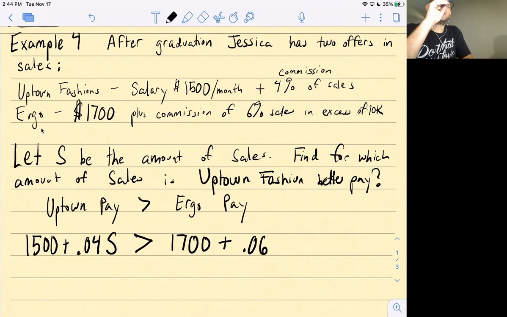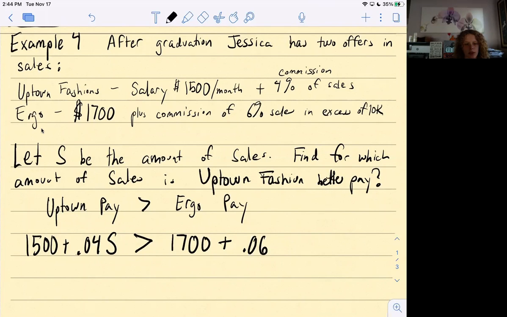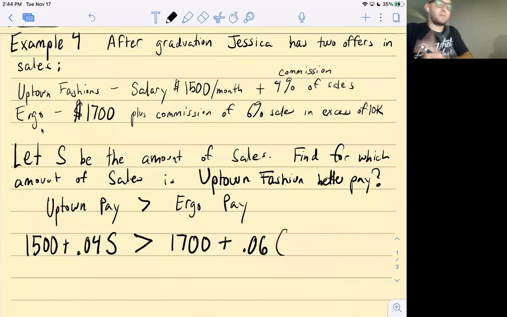So if somebody made 15,000 in sales, you would subtract the 10,000 from the sales and then multiply that times 0.06. So would you just do 0.06 times, in parentheses, 10,000 minus X or X minus 10,000? X minus 10,000, exactly.